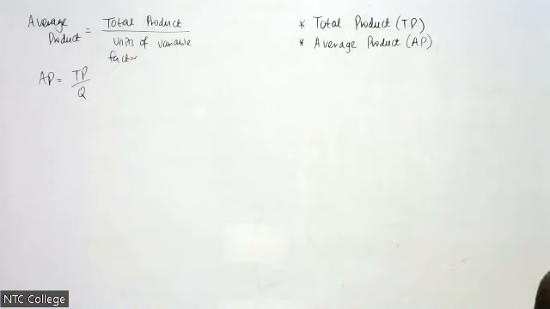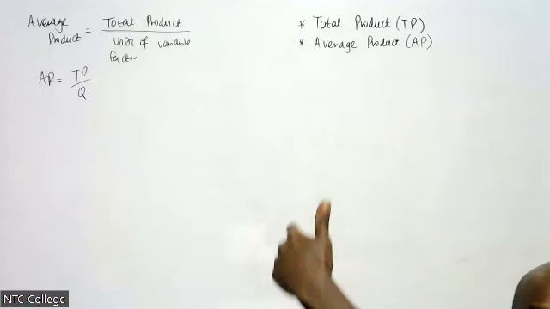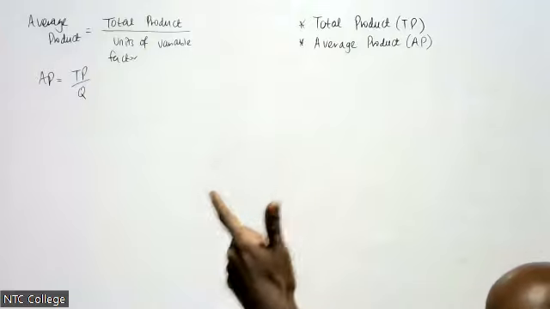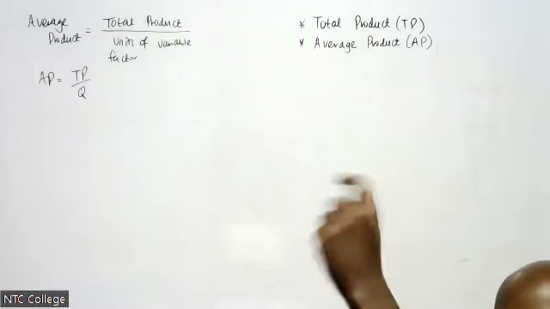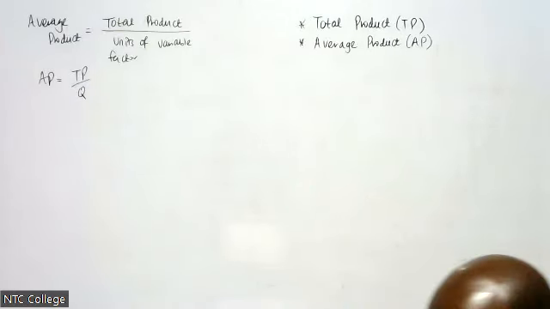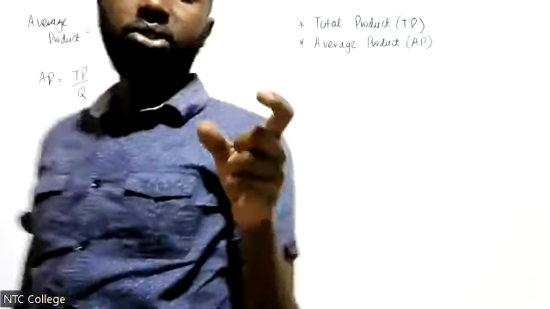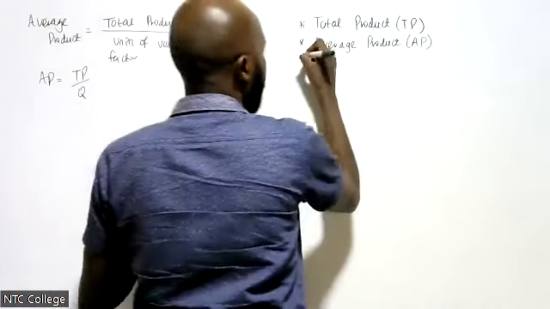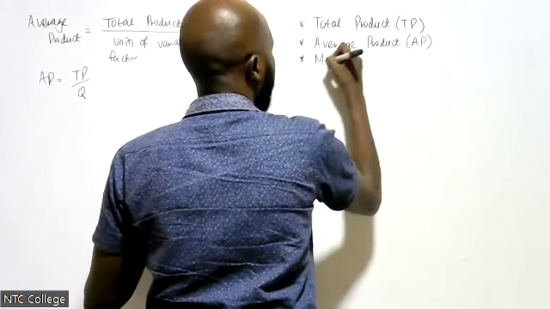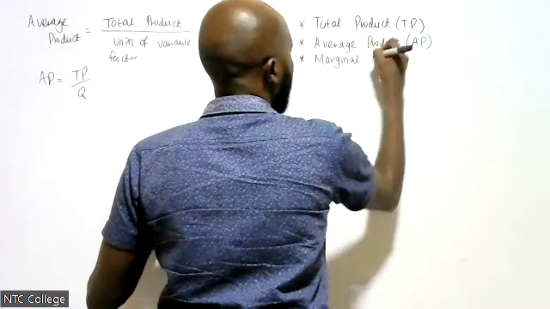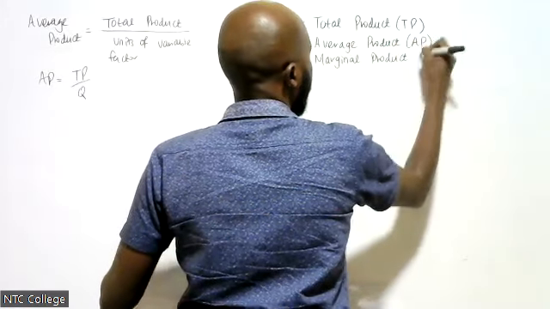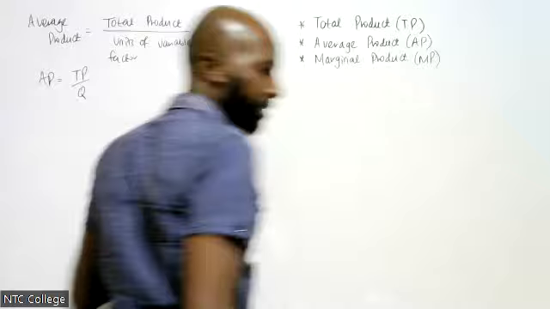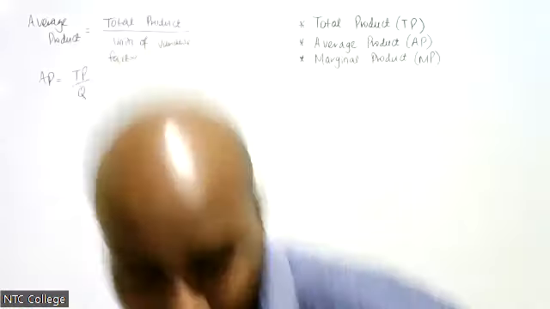Now, if you're talking about change, you have to understand another thing that leads to the third term to define. When you change the units of a variable factor, total product will change. When you change it by 1 unit, total product will change by a particular amount. So when you're trying to analyze change in total product due to change in quantity, you're trying to understand the third term, which is known as marginal product, MP. So I want to explain marginal product as a third concept. What is marginal product?